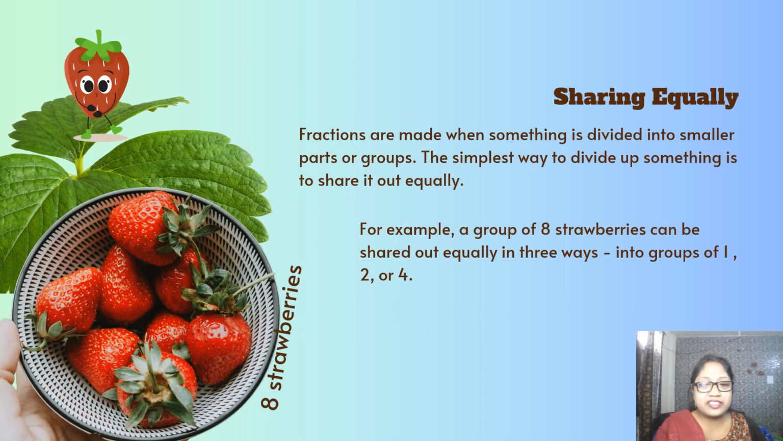Fraction is just related to equal sharing. No cheating, equal sharing. Fractions are made when something is divided into smaller parts or groups. The simplest way to divide up something is to share it out equally. For example, a group of 8 strawberries can be shared out equally in 3 ways: into groups of 1, groups of 2, groups of 4. Let's see how.